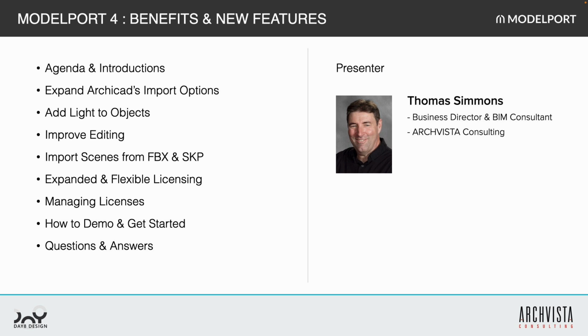So we're going to first start with some of the expanded import options that are available in ModelPort 4. The new feature, really important, which is to add light to imported objects. We've added some new editing options to improve that as well. We're now able to import scenes from FBX and SKP. We've expanded and made the licensing more flexible, and we've also added the ability to manage your licenses much more easily as well. And we'll then talk about how to demo and get started. And finally, questions and answers.